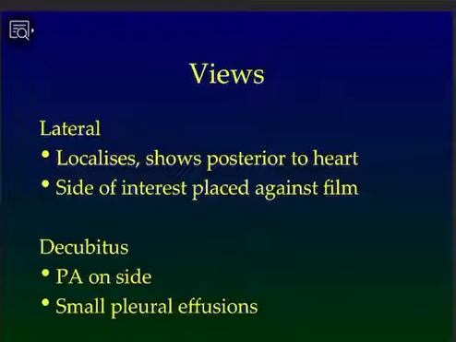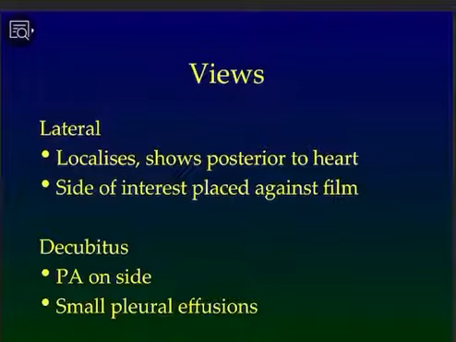The side of interest is placed against the film. For example, if you want to do a right lateral view, there is some pathology on the right side, you will place the film against the right side of the patient, and the X-ray tube will be against the left side of the patient. So X-rays will pass from the left side and make an image on the right side. That means any area which you want to see on the lateral view should be close to the film.